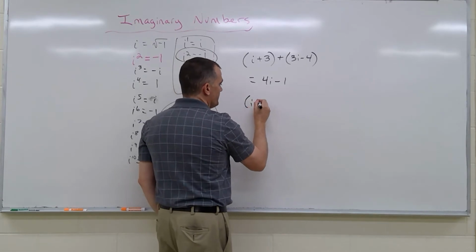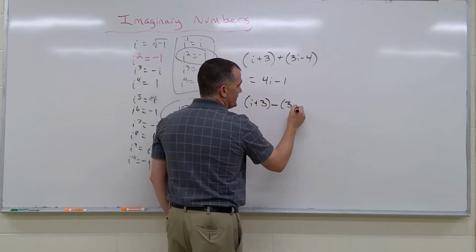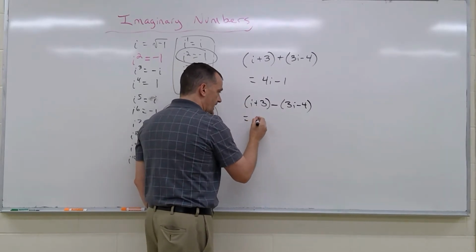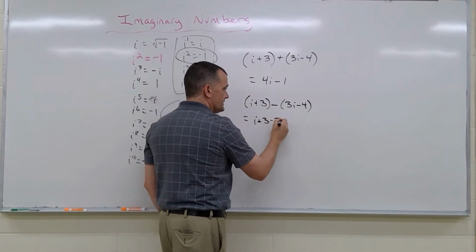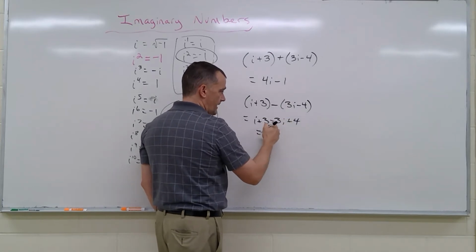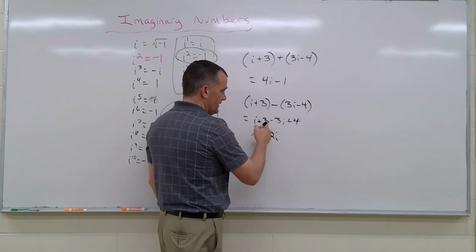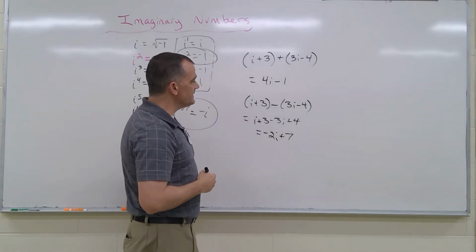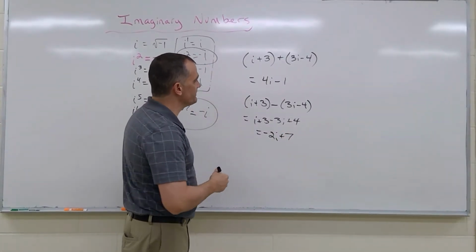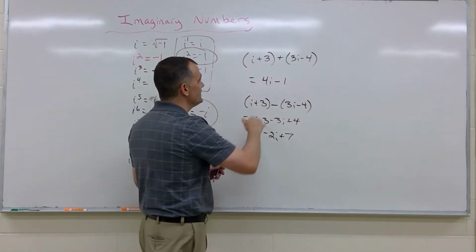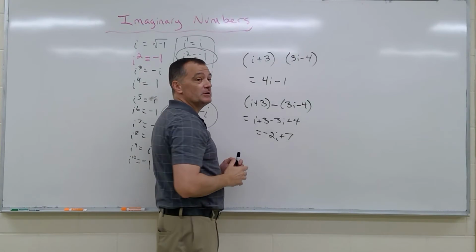If this had been i plus 3 minus 3i minus 4, what happens is, if you want to rewrite it as i plus 3 minus 3i plus negative 4, that would give you i minus 3i is negative 2i, 3 plus negative 4 is negative 1, that would be groovy. But at the end of the day, what we're really going to focus on is what happens in these when we decide to simply multiply them together.